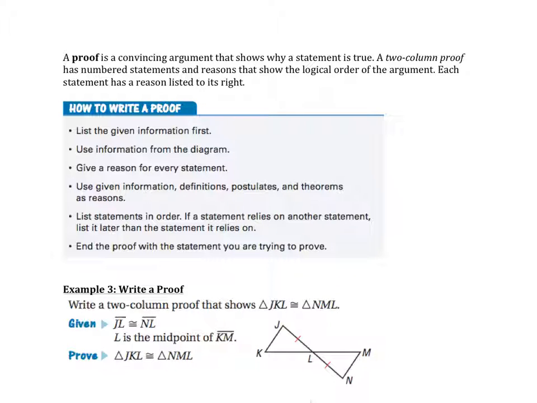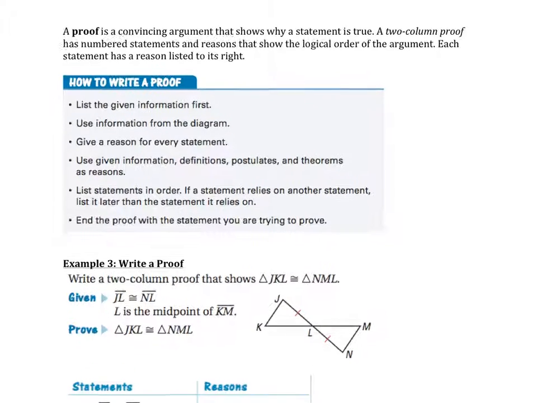First, you're going to list the given information. You're going to use information from the diagram. You're going to give a reason for every statement. These reasons can be given information, definitions, postulates, and theorems. The statements are listed in an order. If a statement relies on another statement, then list it later than the statement it relies on. You end the proof with the statement you are trying to prove.